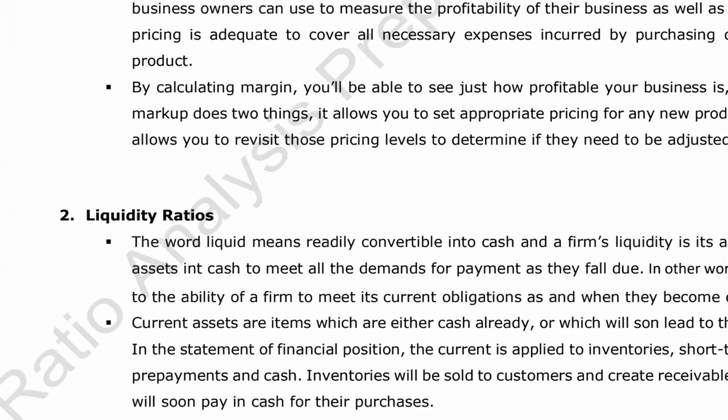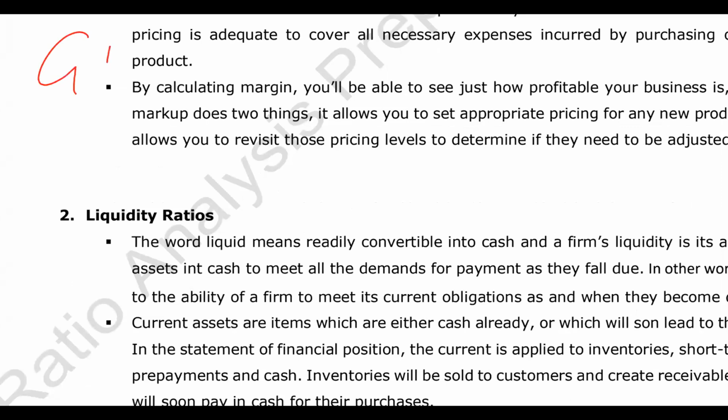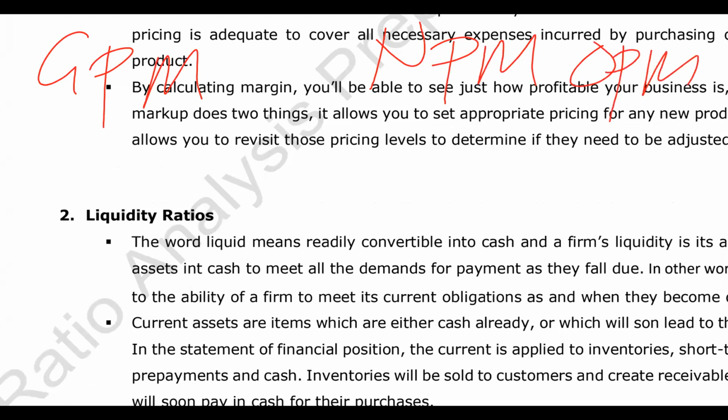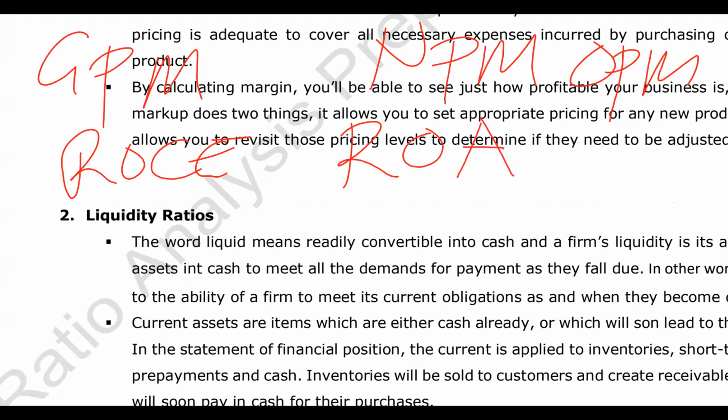Now, we have talked about some of the key ratios that we can use to test the profitability of a company. The key ones that you must never forget are the gross profit margin, the net profit margin, the operating profit margin, the return on capital employed, and the return on assets. These five.